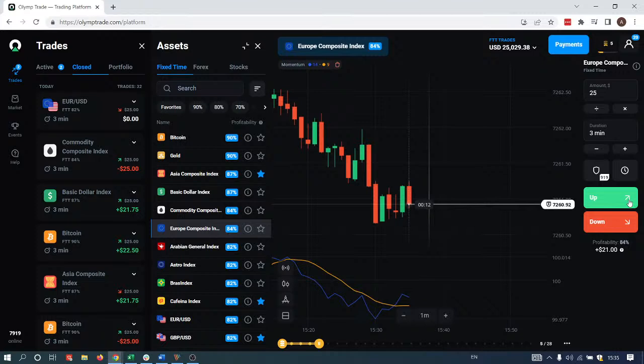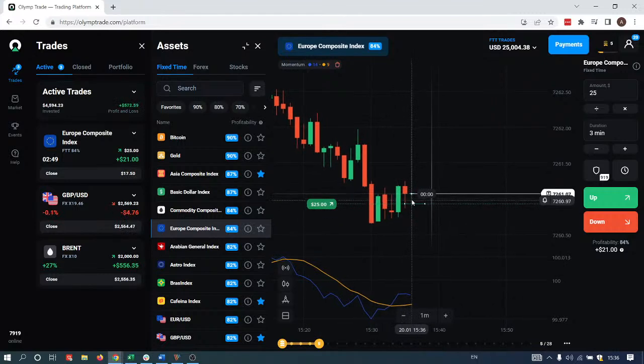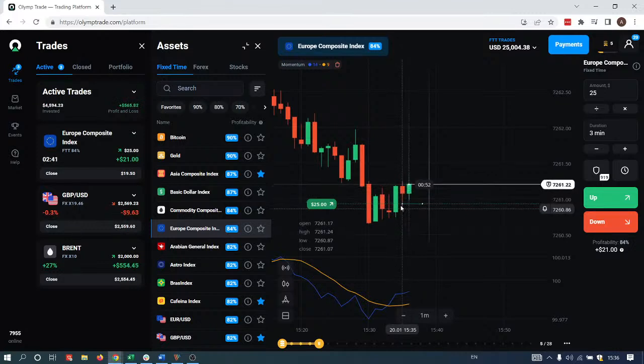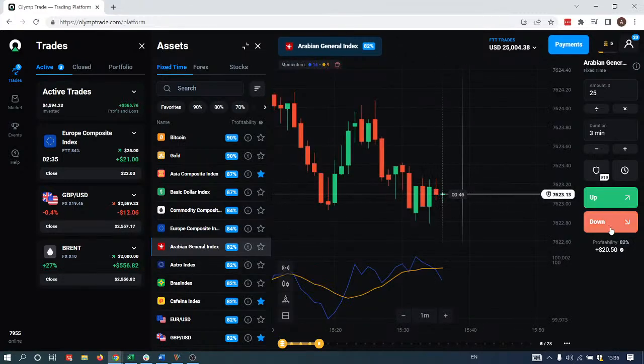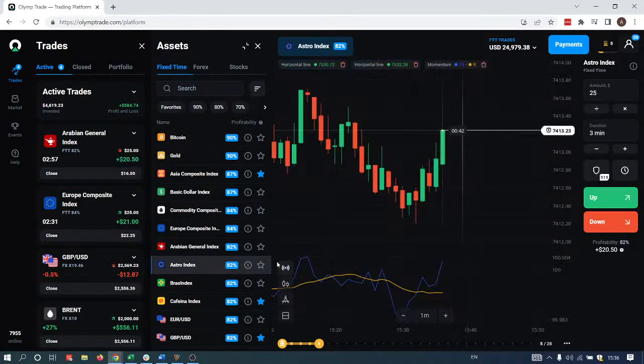All right, Europe Composite Index, a fresh signal which appeared on the previous candlestick, and the price has not really moved up significantly yet, so we can use this signal without any fear of catching a pullback. Of course, any pullback can happen, but since the opening price is still around the price when the signal appeared, it is fine. Arabian General Index, yes, it's a fresh down signal.